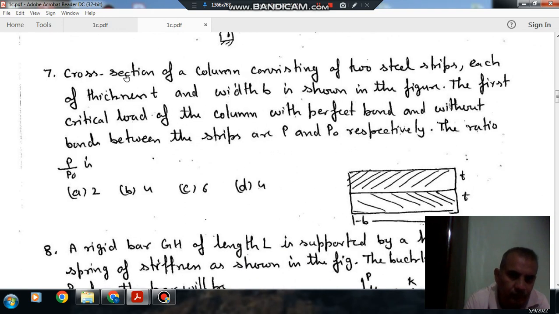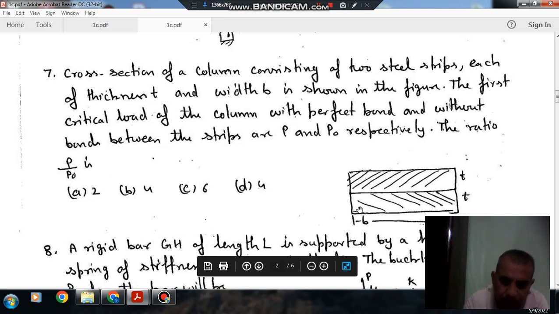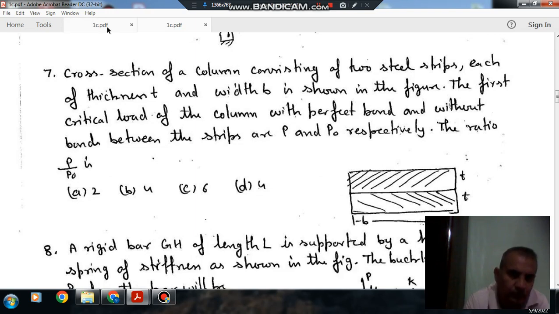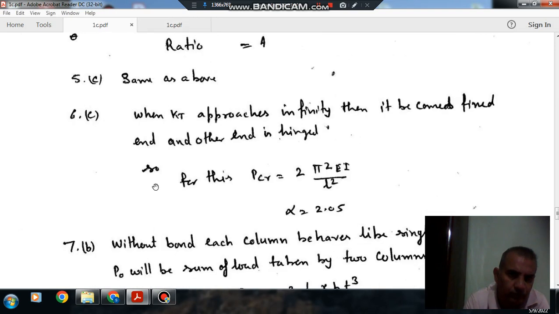Next, the cross section of a column consisting of two steel strips, each of thickness T and width B, is shown in the figure. The first critical loads of the column with perfect bond and without bond between the strips are P and P naught respectively. The ratio of P by P naught is: option A 2, option B 4, option C 6, and option D 8. So these are the columns. One is with perfect bond and one is without bond. We have to find the ratio of the loads.